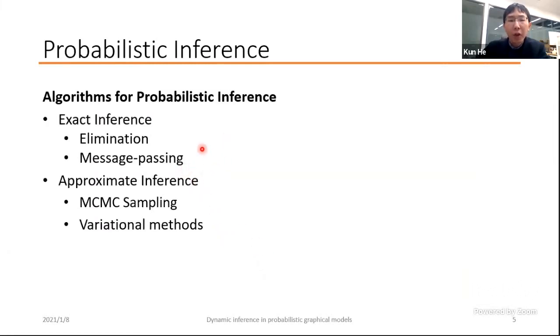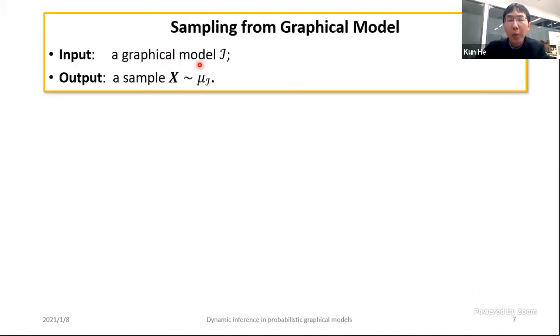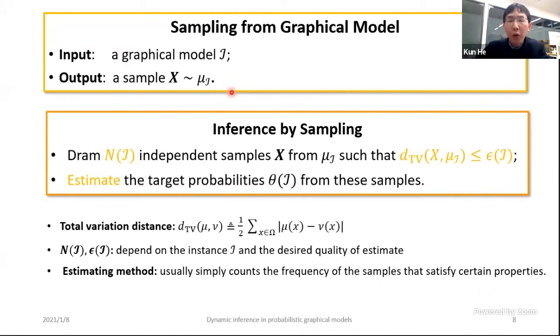There are different methods for probabilistic inference. In all these methods, the MCMC sampling is the most widely applicable. Given a graphical model, the sampling algorithm draws random samples from its Gibbs distribution. Thus, one can perform the inference by sampling as follows. Firstly, draw Ni independent samples X from mu I such that the total variation distance between X and mu I is bounded. Next, estimate the target probabilities theta I from these samples.